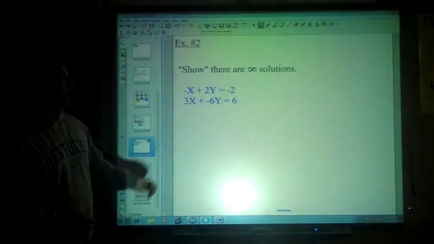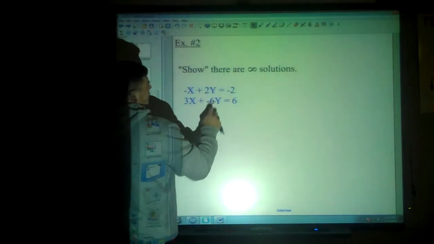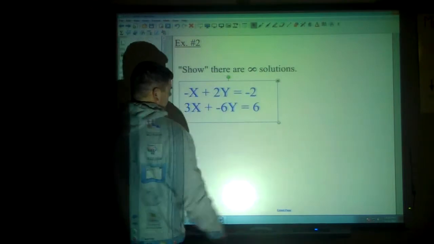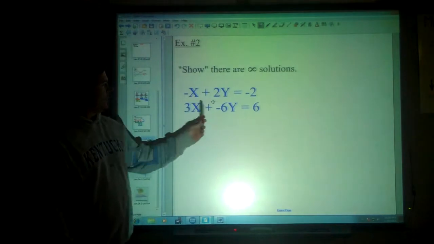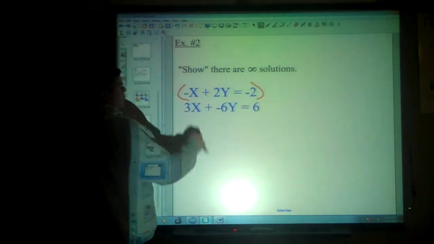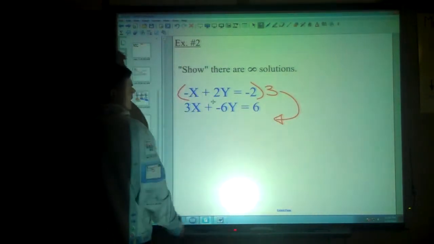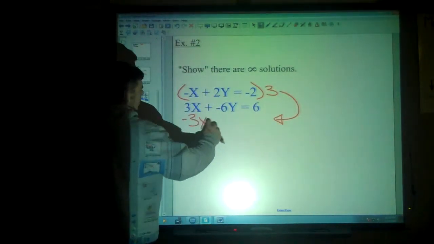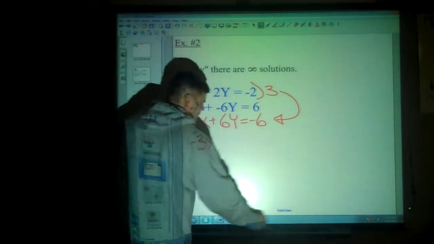Alright, we can show that there are infinite solutions. Again, I'm going to use linear combinations. Make this a little bigger. Now, with linear combinations, I want to make sure my coefficients match up. So I'm going to multiply the top by 3. And if I multiply the top by 3, I should get negative 3x, positive 6y, equals negative 6.